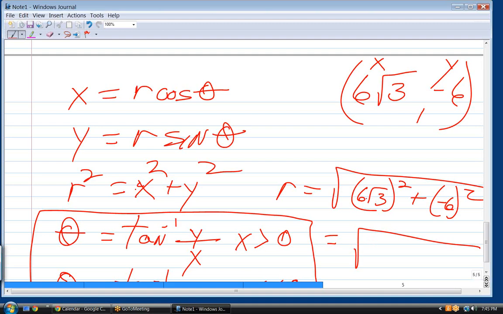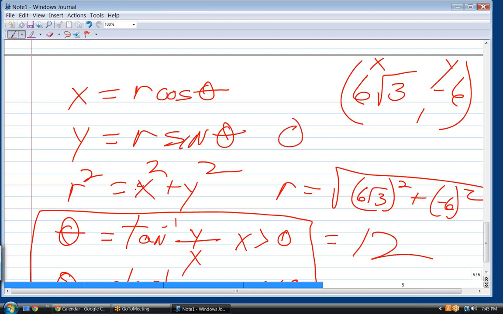Would I square them both separately and then add them together? You'd square them both separately and multiply them together. Oh, okay. In other words, the same thing as 6 squared times root 3 squared. So that would be 36 times 3 then? 108. Okay. Plus 36. That's 144. The square root of 144 is 12. So we have r.